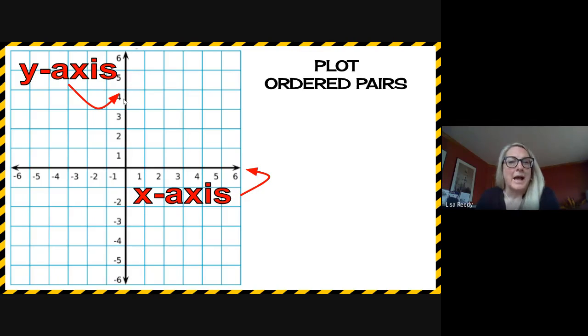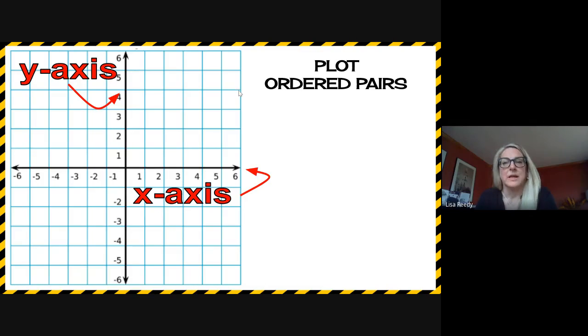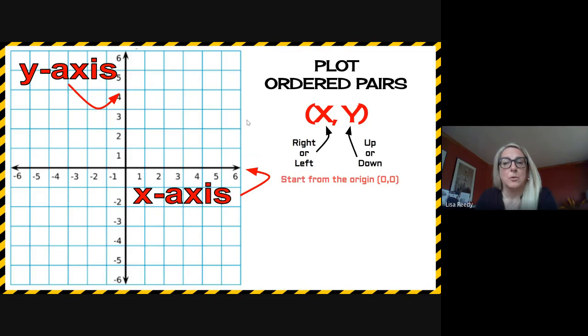The second one we have is the y-axis. It's the vertical axis that goes up and down. You will notice the positive numbers go up and the negative numbers go down. So when we're thinking about ordered pairs, always go x-axis first and then y-axis. Your x-axis, again, is showing you if it's going to go right or left, right if it's positive, left if it's negative. And your y-axis is going to tell you if it's going up or down, up if it's positive, down if it's negative. And note that they will always start from the origin. This is your 0, 0. They always start from here.